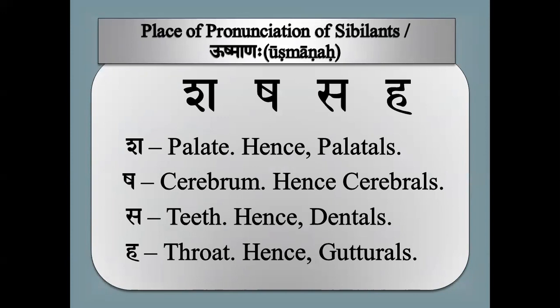And the sound comes from the throat. Ha, therefore, is guttural. So, sha, sha, sa, ha. Sha, palate. Sha, cerebral. Sa, teeth. And ha is throat. So, four sibilants are over. With this, the set of consonants we have learned.